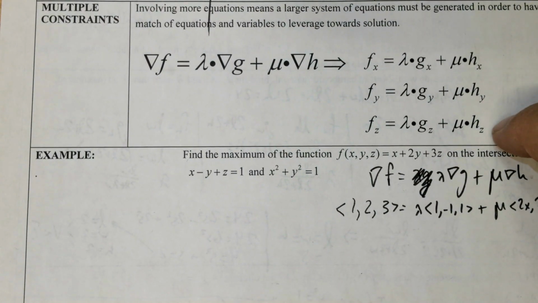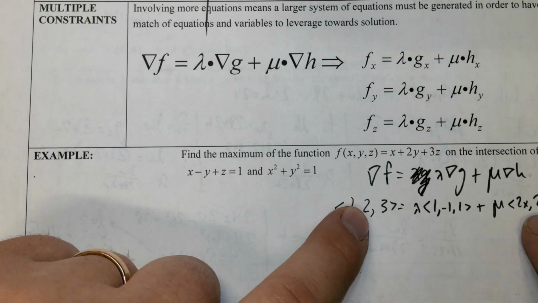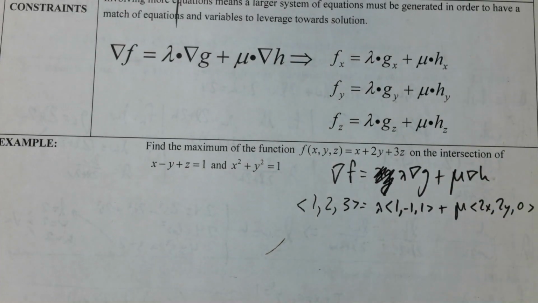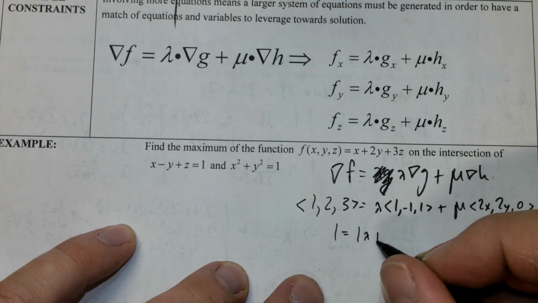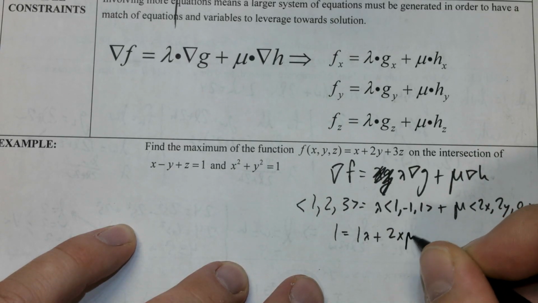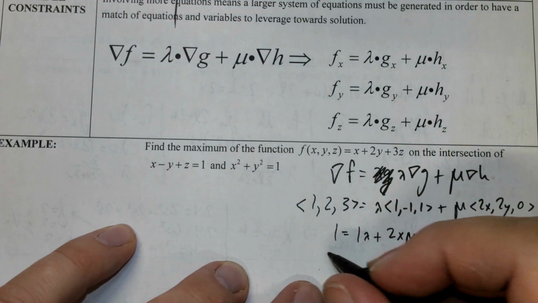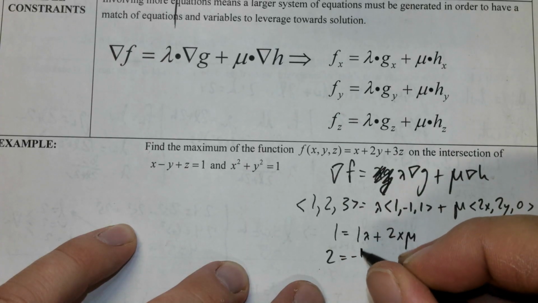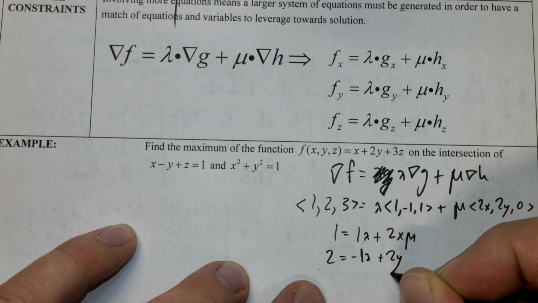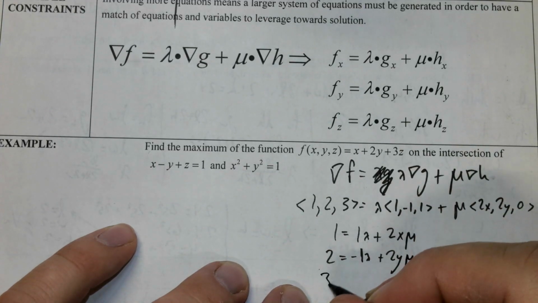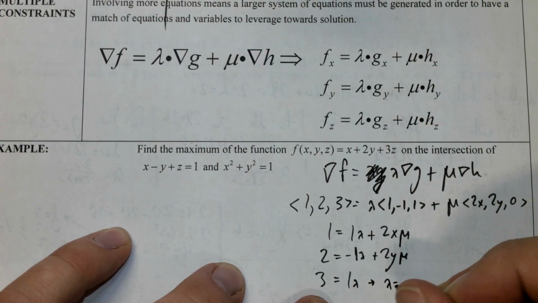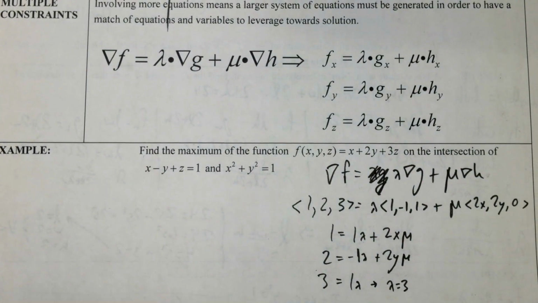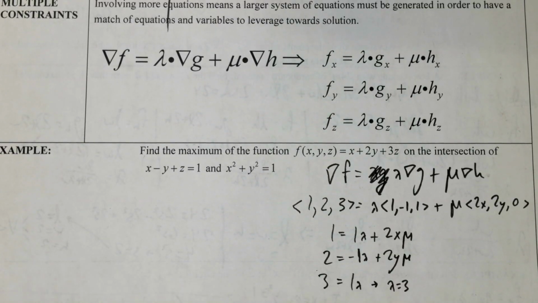And now I set up all 3 individual equations for my partial x's, my partial y's, and my partial z's. 1 equals 1 lambda plus 2x mu. 2 equals negative 1 lambda plus 2y mu. And the last 3 equals 1 lambda and no mu. So I know that lambda equals 3, and now I can keep working backwards and kind of leveraging that to maybe solve for a little bit of x and y.